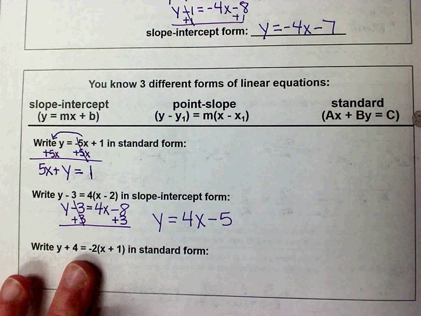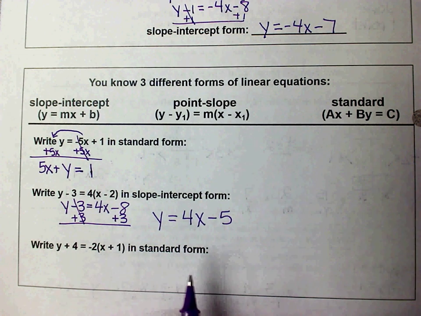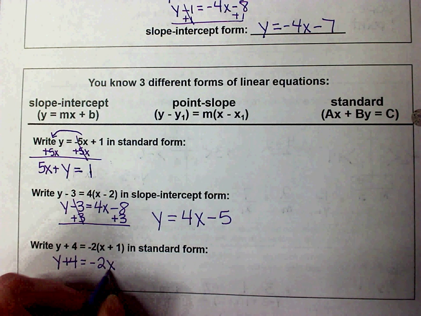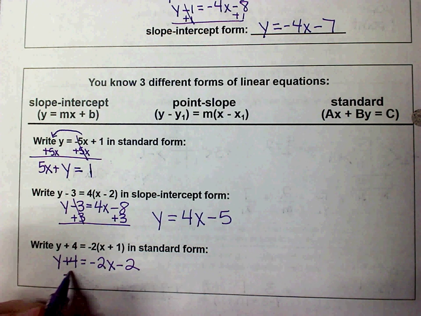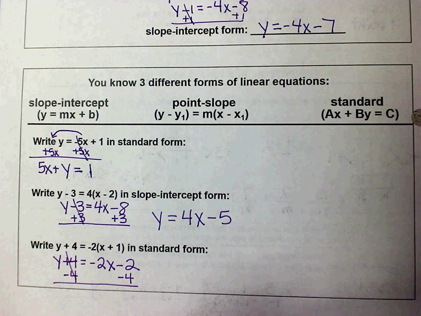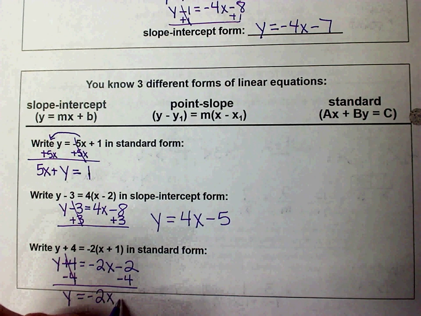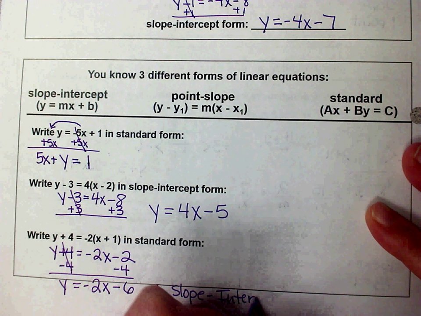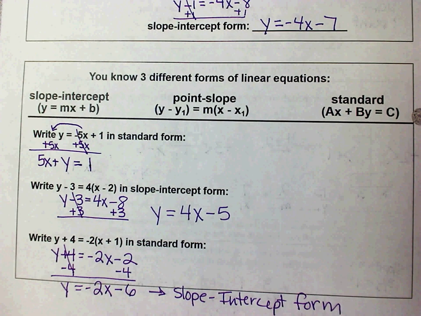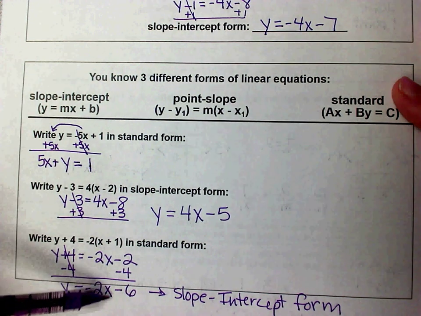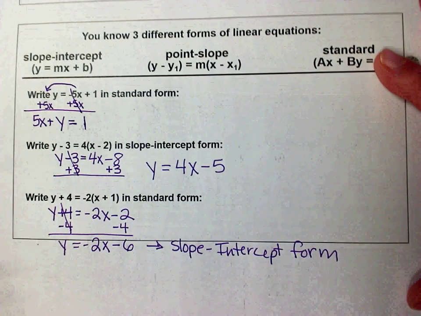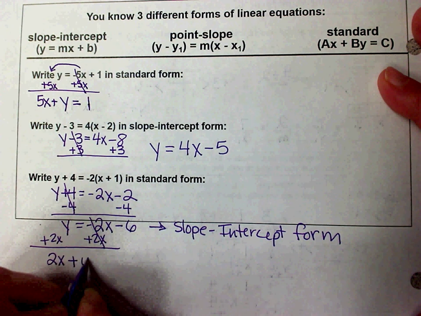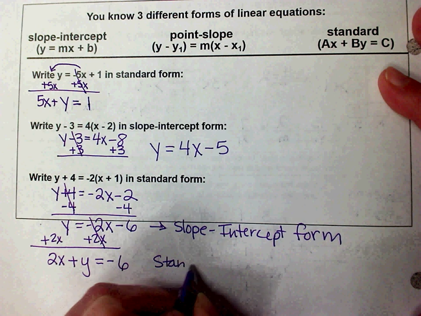Alright, last one. This is going to be a two-stepper. We're going to have to change point-slope into slope-intercept first, and then from slope-intercept to standard. Subtract 4. Alright, we got y equals -2x minus 6. Okay, so this point right here, we are in slope-intercept form. Alright, now we got to go from slope-intercept to standard. So we're going to take this x term, and we just have to move it in front of the y. So add 2x to both sides. Okay. And then we ended up in standard form.